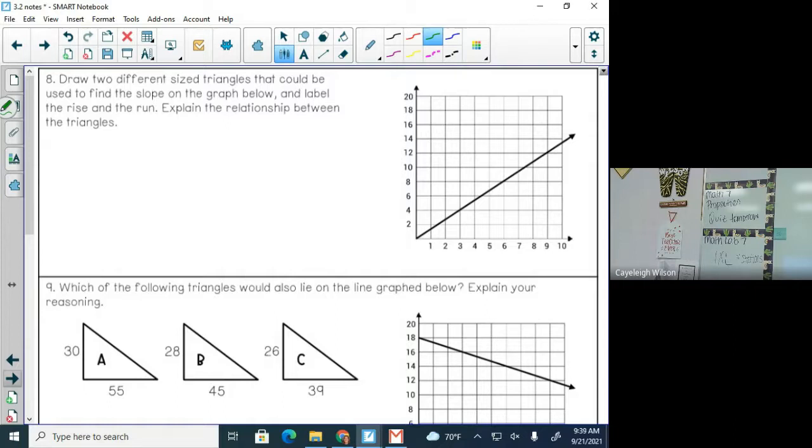All right, hopefully we paid attention to the intervals. Look at the y-axis. What's it counting by? 2's. And what's the x-axis counting by? 1's.